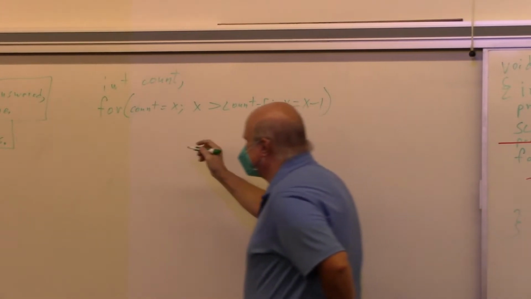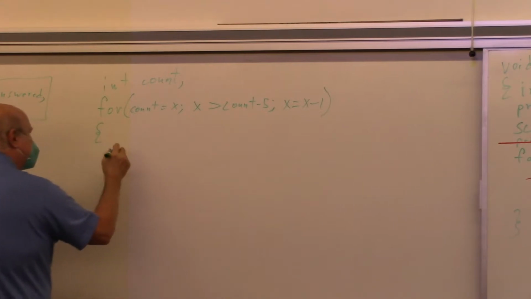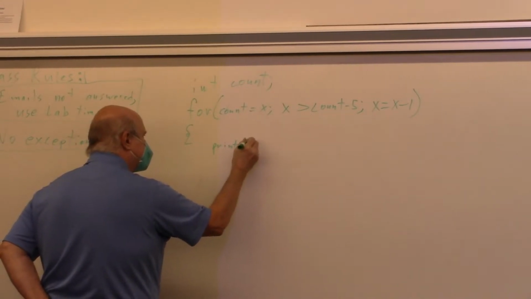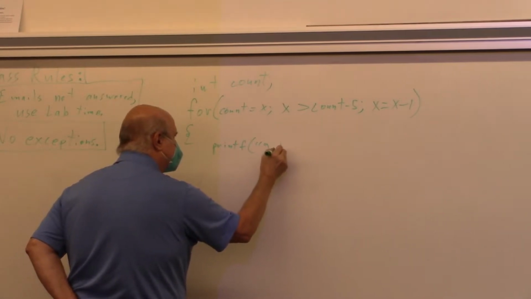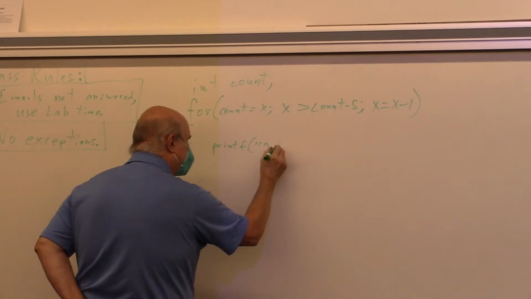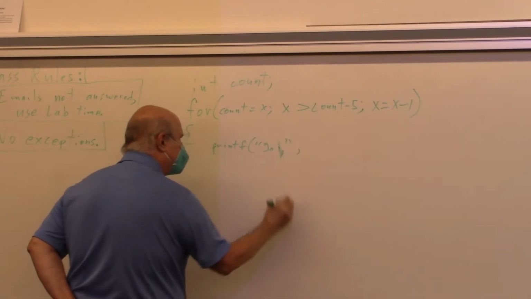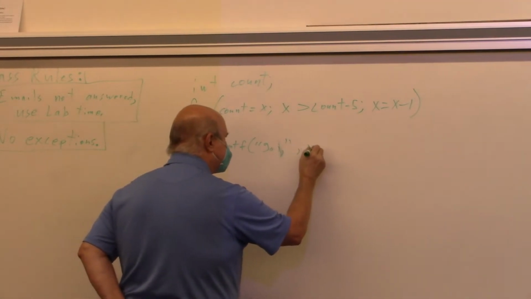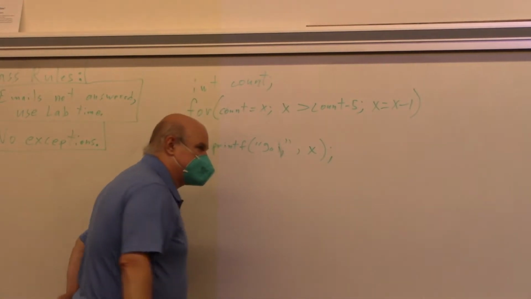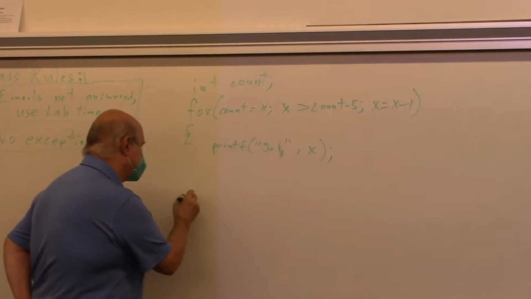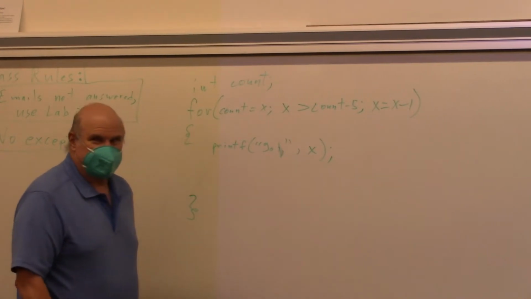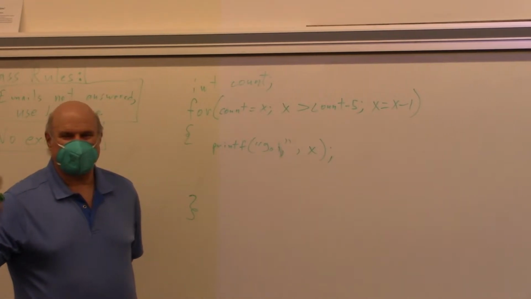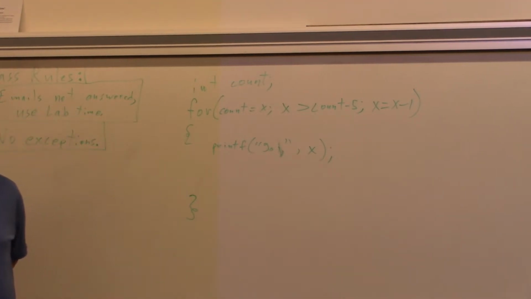Okay. So what did you put inside the loop? I put printf, open parentheses, %i in quotations, comma, x. And then I created another variable. Don't worry about the summing and the averaging right now. We'll come back to that.